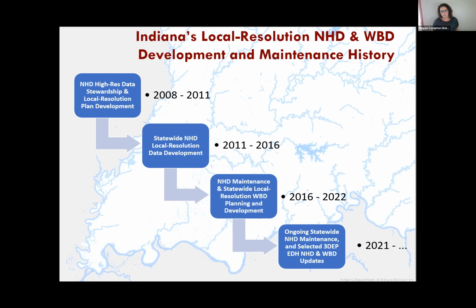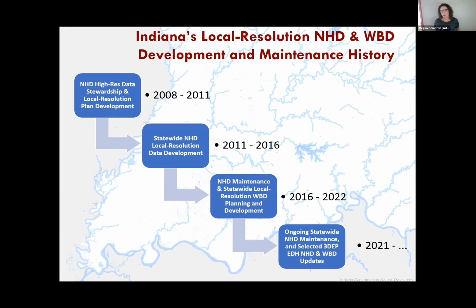One of the things that I want to point out is that Indiana was the first state to begin and finish the statewide local resolution NHD. And we have a lot of lessons that we learned from that. So really we're in the forefront, especially to the 6-acre detail. We have the lessons learned here that will be shared, and we've benefited from a really, really strong working relationship with USGS to make all of this happen.